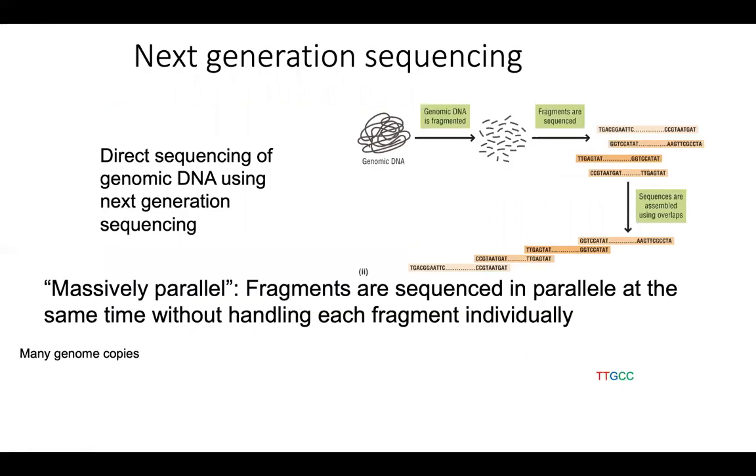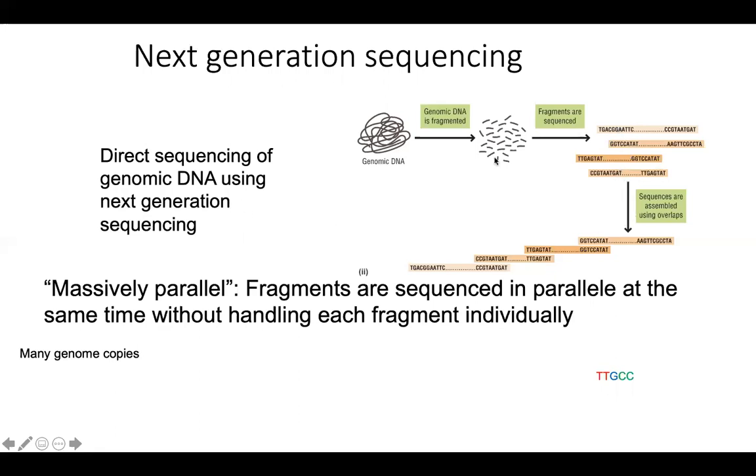Okay, so taking a look at the next generation sequencing, the types of techniques or sets of approaches that have really brought down the sequencing costs so dramatically. So again, this is the next generation sequencing workflow, right? Where we have the genomic DNA, we fragment it, and then we sequence those fragments directly.